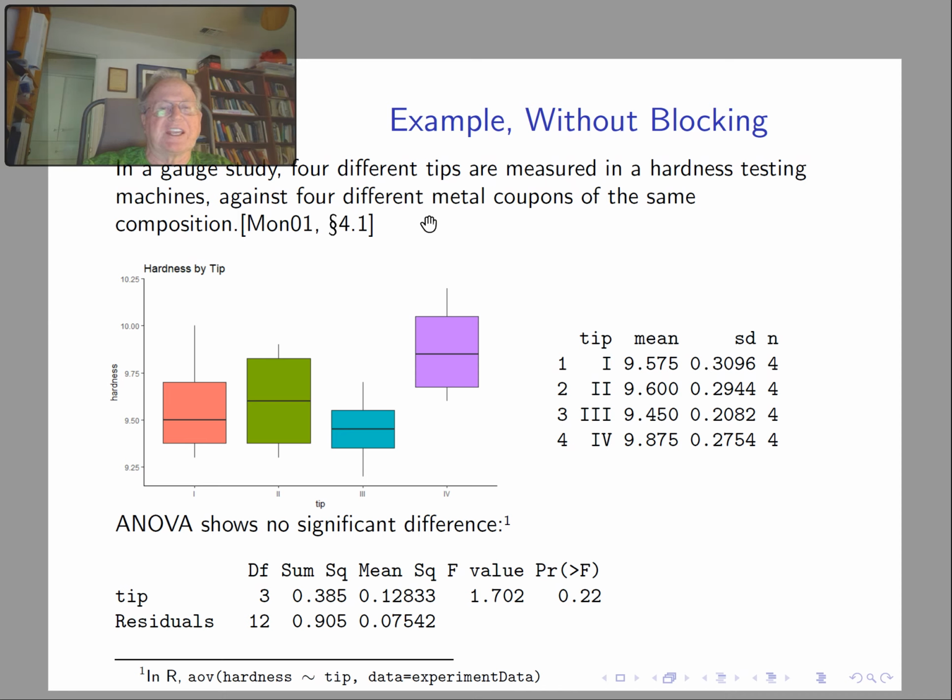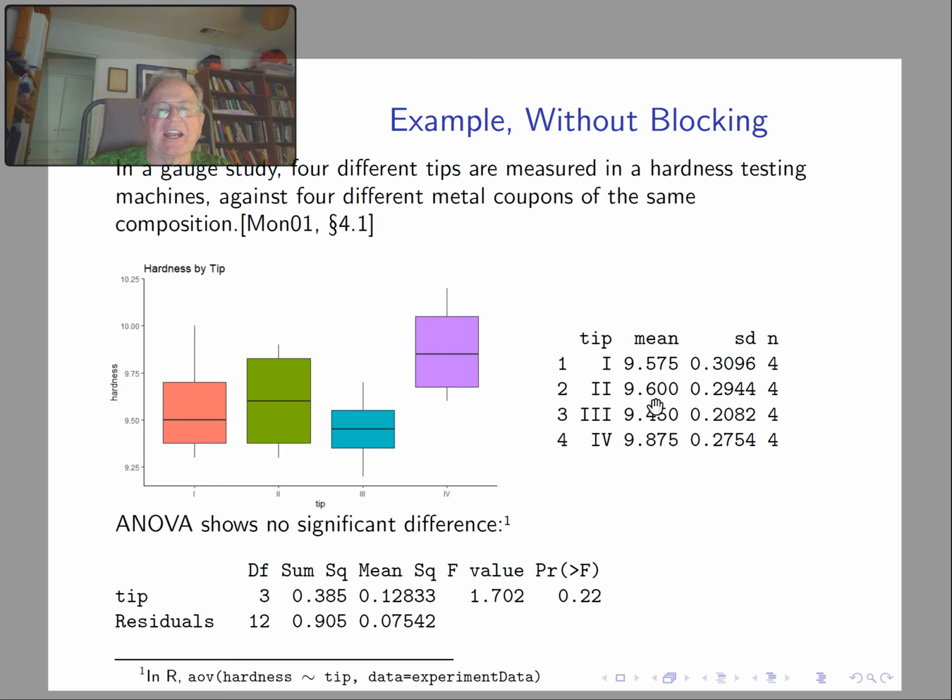We're going to look at something called a gauge study, which is basically an experiment used to calibrate precision measuring instruments. So we're going to measure 4 different tips in a hardness testing machine against 4 different metal coupons of the same composition. Basically the tip gets pressed into the coupon, and the depth of the hole made by the tip is a measure of hardness. So we've got 4 different tips, 1, 2, 3, 4. We've done them in 4 different coupons. We've measured the depths, and we can see that there's some variation.